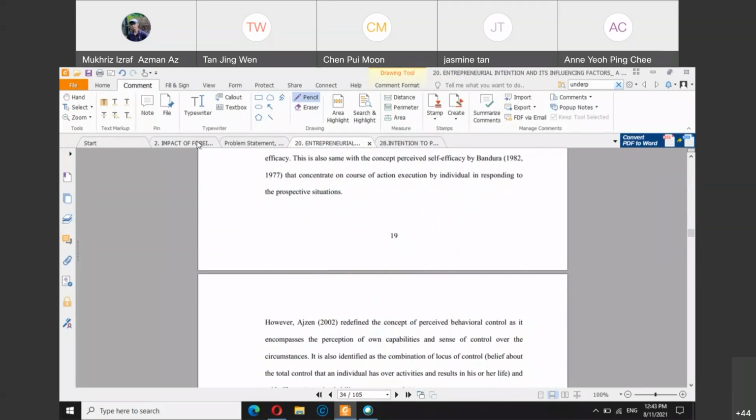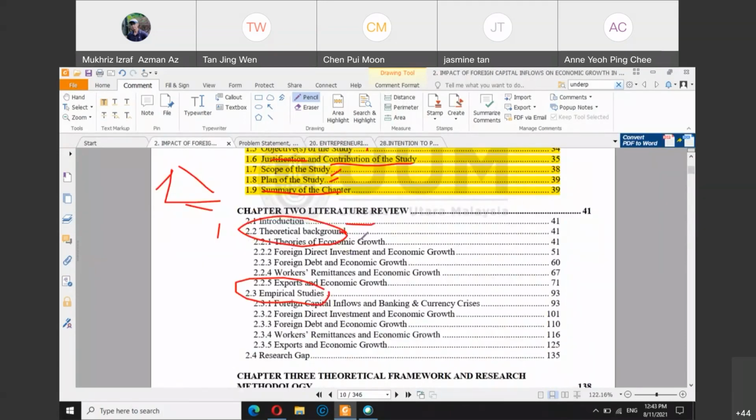But whatever it is, you must have a section on theory, and that theory should be related to the topic you are doing. If you are doing a topic on unemployment, there must be a theory that discusses unemployment. What are the causes of unemployment? Those must be based on theory from textbooks or theory that you can find from journals.